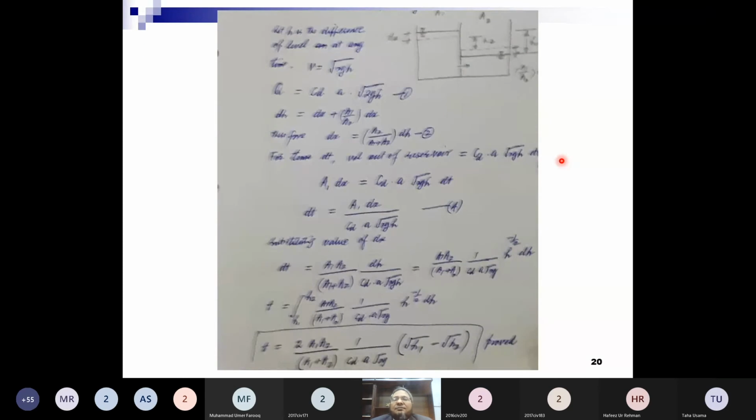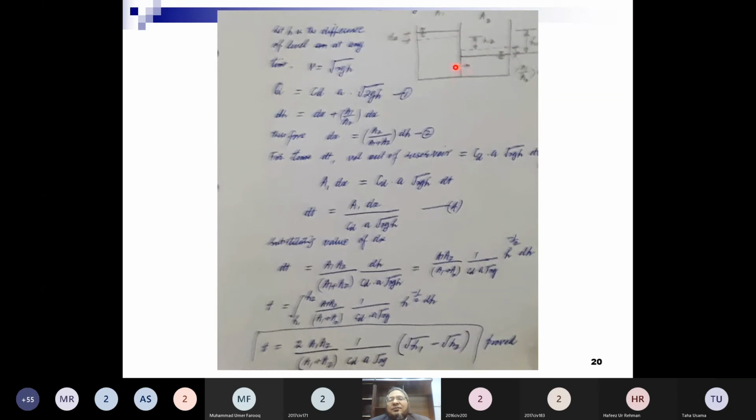Now we have to derive. So this is the same diagram, and let's say this drawdown is dx. तो यहाँ से rise कितना होगा? Area 1 over area 2 into dx. So this is the H2. Then the H2 is the new difference of levels between reservoirs after time dt. Now let H is the difference of level at any time.